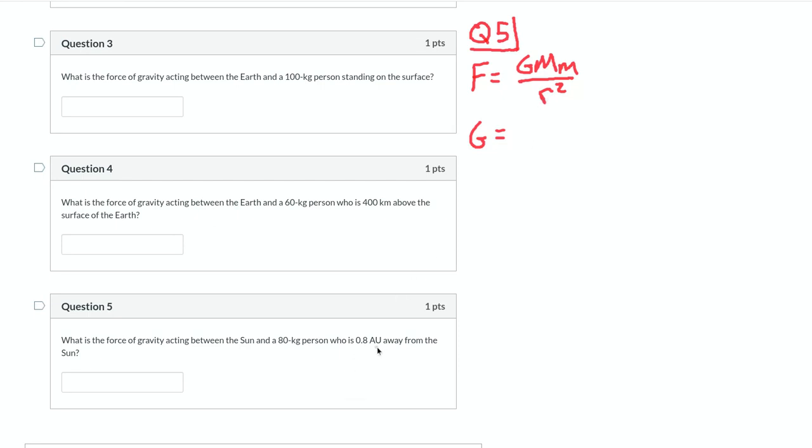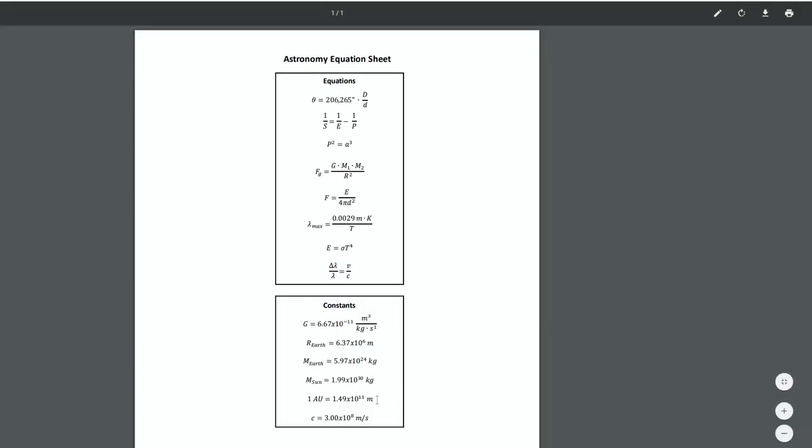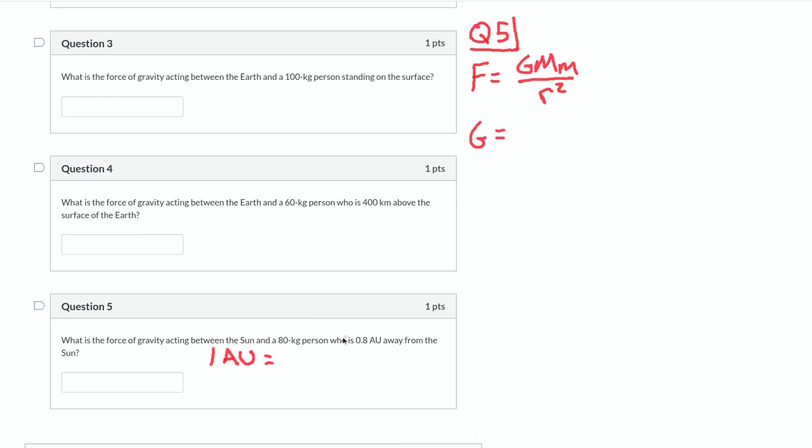It's 0.8 AU, but we have to put that in meters, right? So, let me just write that down here. Remember, we can get this from our equation sheet as well. 1 astronomical unit is 1.49 times 10 to the 11 meters. So then how much is 0.8 AU?